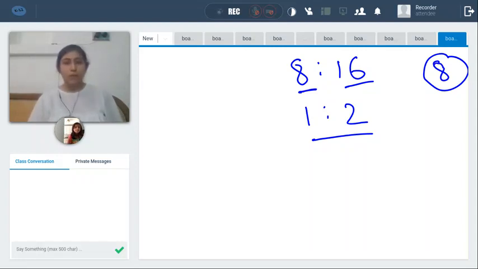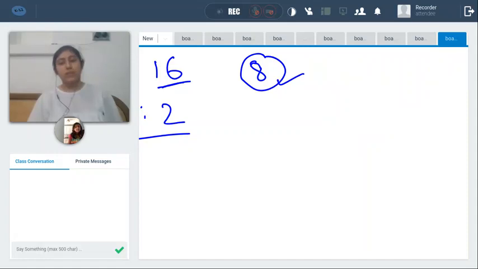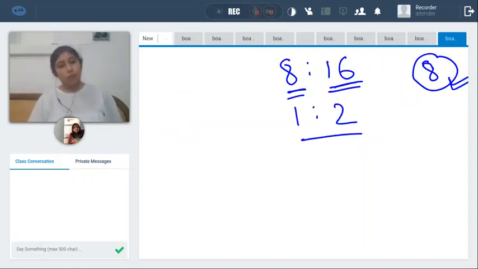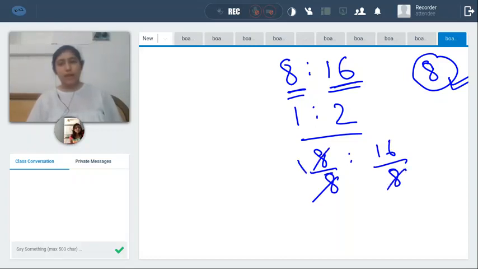Now here in both the numbers 8 and 16, we have a common factor, which is 8, because 8 is able to divide 8 and 16 both at the same time. So 8 divided by 8 and 16 divided by 8 gives 8 ones are 8 and 8 twos are 16. So we get the answer 1:2.